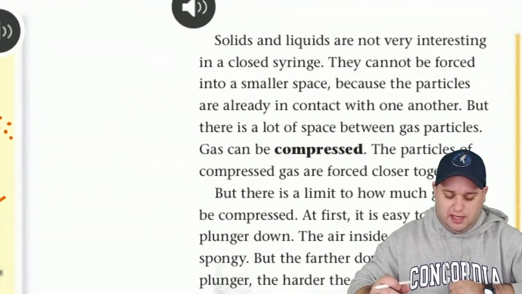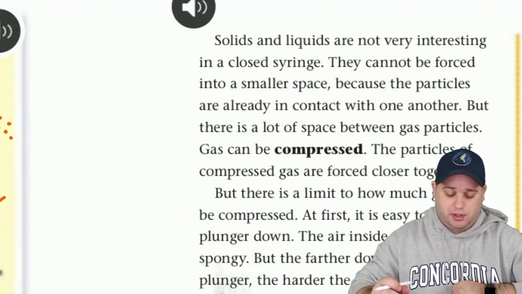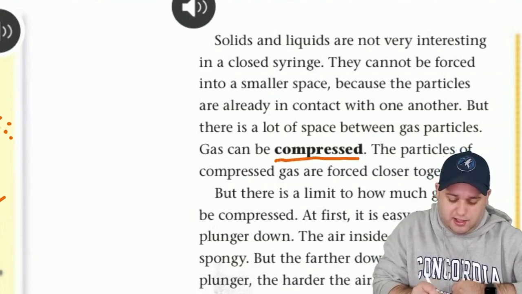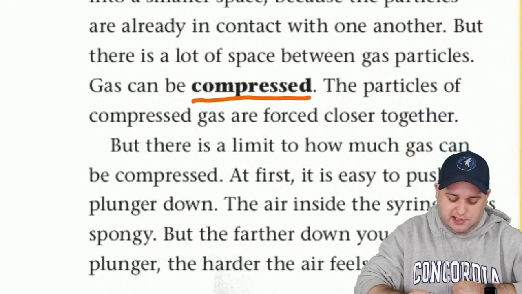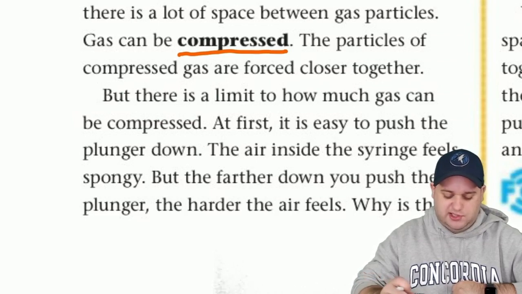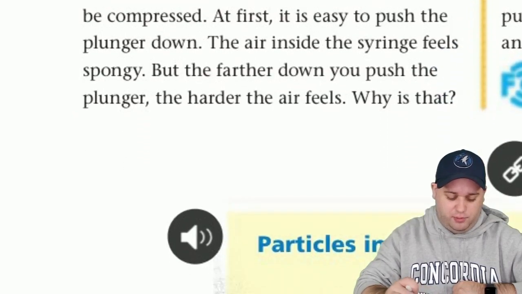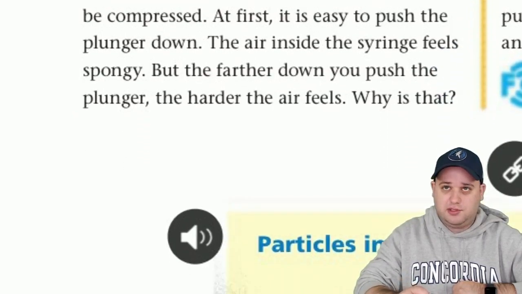Solids and liquids are not very interesting in a closed syringe. They cannot be forced into a smaller shape because the particles are already in contact with one another. But there's a lot of space between gas particles. Gas can be compressed. The particles of compressed gas are forced closer together, but there is a limit to how much gas can be compressed. At first, it is easy to push the plunger down. The air inside the syringe feels spongy, but the further down you push the plunger, the harder the air feels. Why is that?